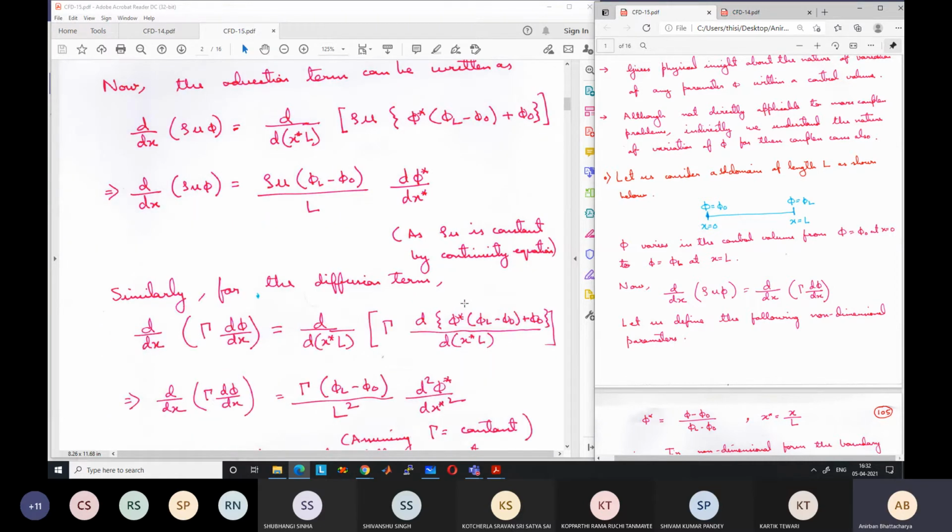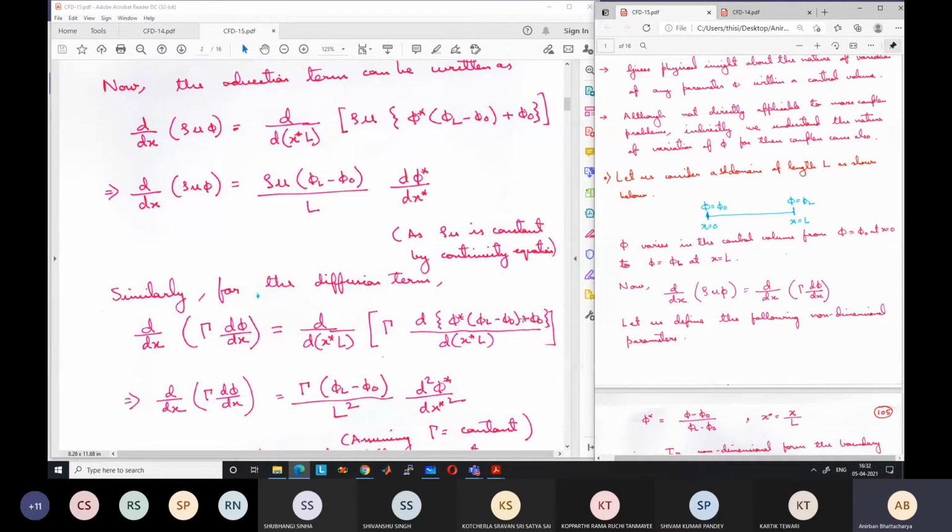Similar type of derivation now we are going to do for the diffusion term. d dx of gamma d phi dx. d dx, so again x we can write as x star into L. Okay. And this x also we will write as x star into L. And this phi we will write as phi star, same thing, phi star phi L minus phi 0 plus phi 0. So derivative of phi 0 is anyway going to be 0, so phi 0 gets cancelled.